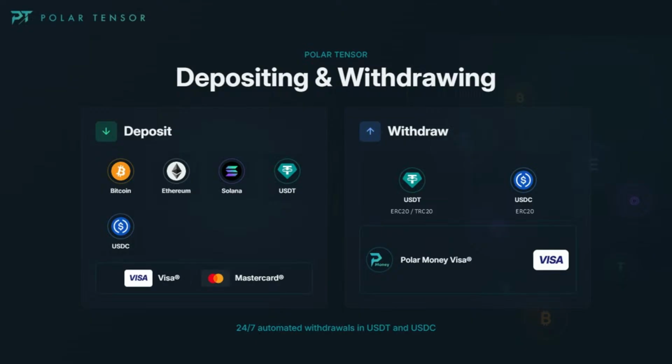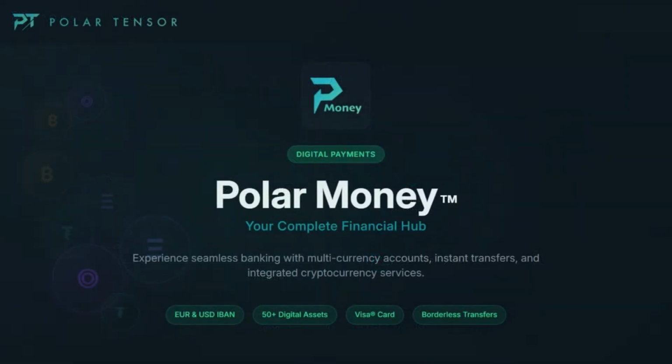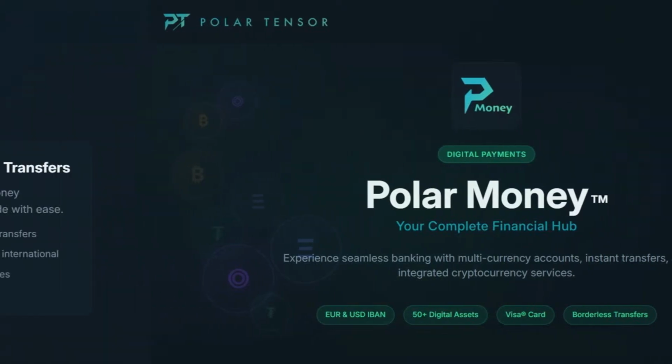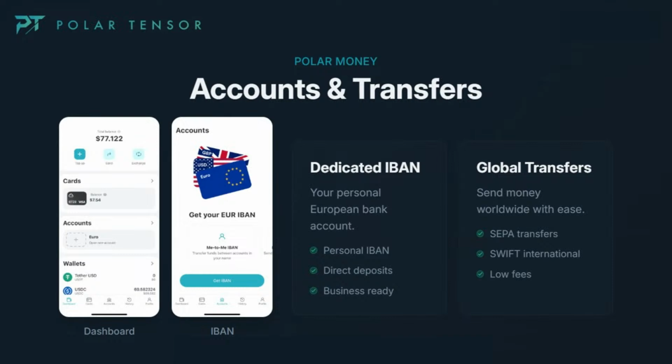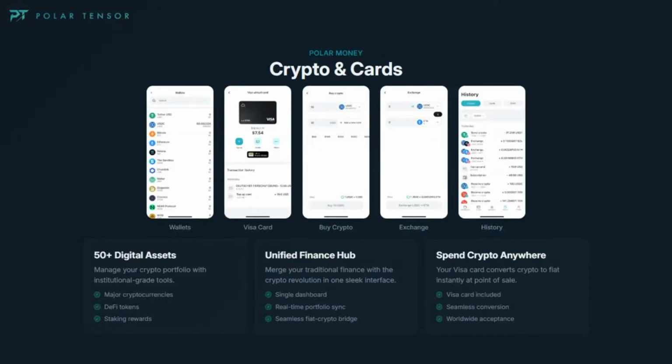Moving on to the final pillar of Polar Corporation is Polar Money. Experience seamless banking with multi-currency accounts, instant transfers, and integrated crypto services. With a dedicated bank account, you have a personal IBAN, direct deposit availability, and global transfers to send money worldwide with ease. It's easy to manage your crypto portfolio with over 50 digital assets and major cryptocurrencies, DeFi tokens, and staking rewards. Polar Money is a unified finance hub, merging your traditional finance with the crypto revolution in one sleek interface.